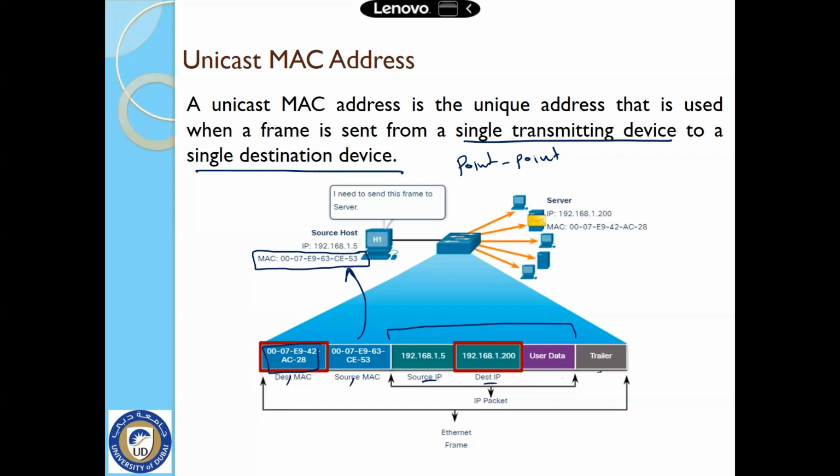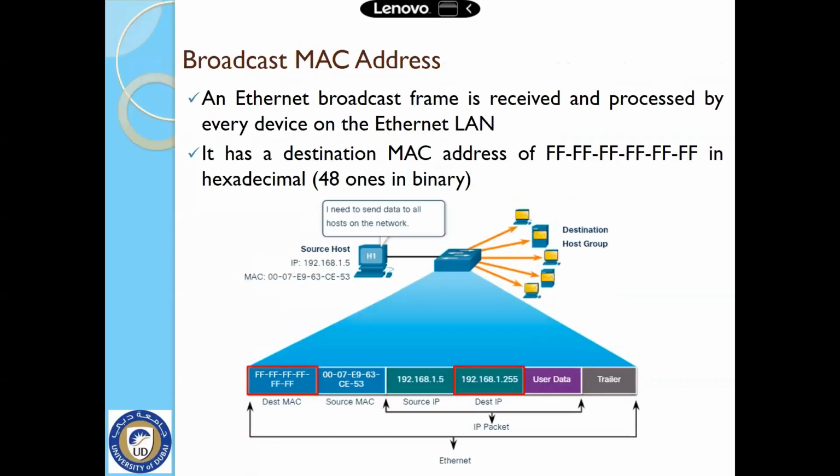All right, so that's about unicast. Then we'll have the broadcast. Remember, for the broadcast address in the network, we had 255 in IP addressing, and here we will have FF, which is all ones. So an Ethernet broadcast frame is received and processed by every device on the network. It has a destination of all Fs. And as you remember, we have 12 Fs. If you count them, that's going to be 12 Fs or 12 hexadecimal digits of value F.